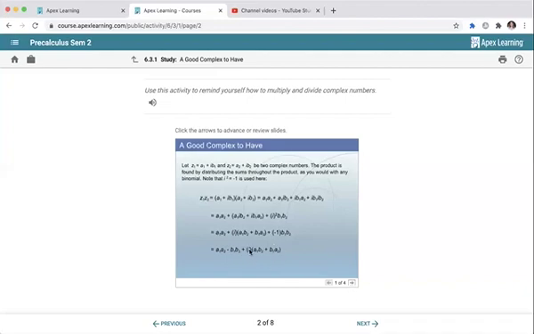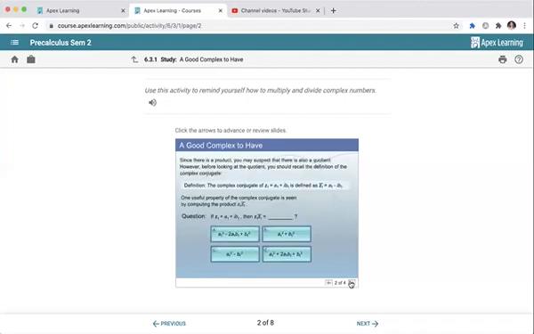Again, A and B are just coefficients. So we're going to have A1 times B2, B1 times A2, and those get added together. Again, we end up with the form of our real part plus our imaginary part. And then if we look here, we can deal with complex conjugates.